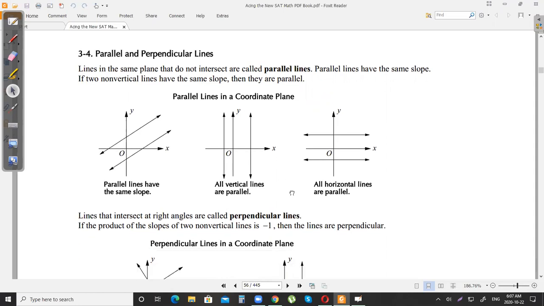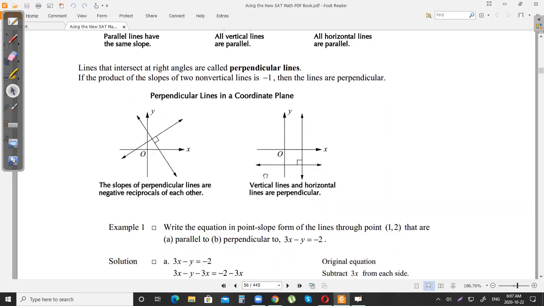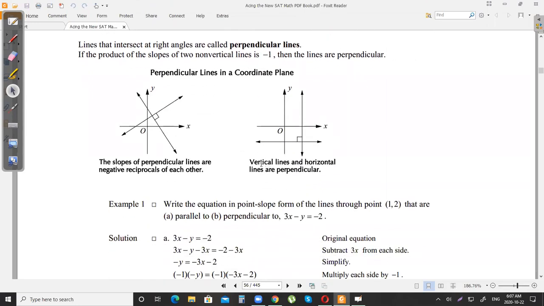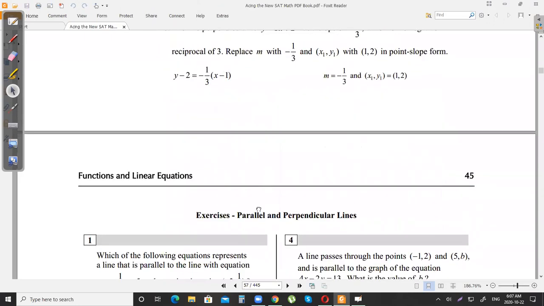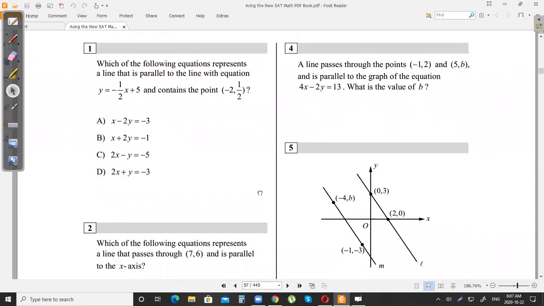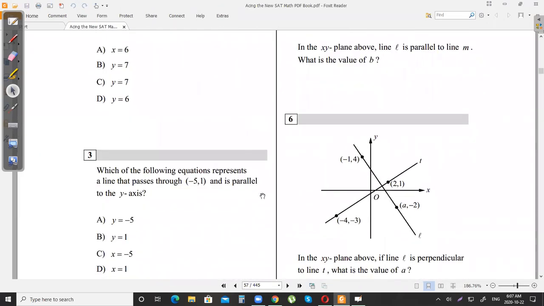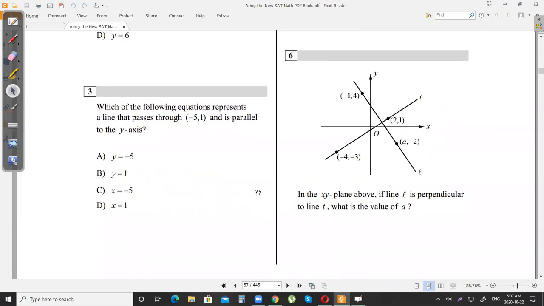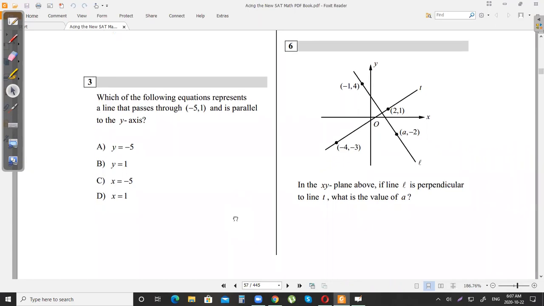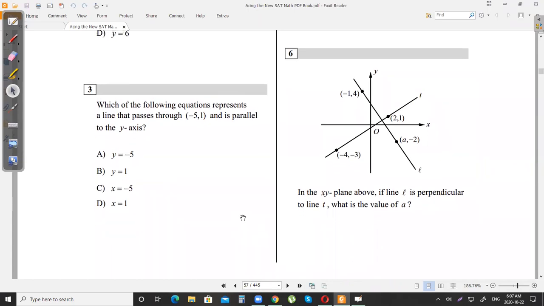So we know that parallel lines have the same slopes, and perpendicular lines have, what is the relationship between their slopes? They're opposite. They are negative reciprocals of each other, right? Okay. So let us see one question related to that.